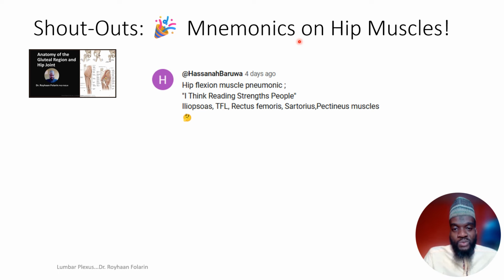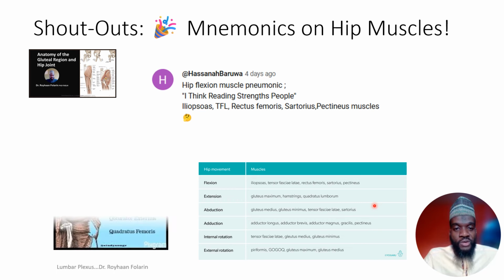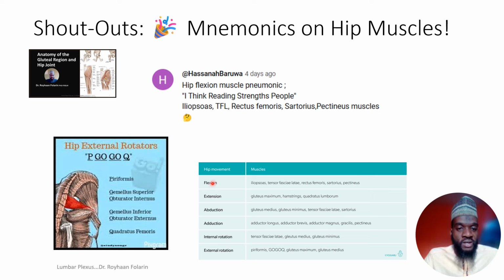As for this mnemonic that was provided by Hassana, it's a continuation of other muscles, other movements that have respective muscles. Like I told you the last time, you can drop your suggested mnemonic that helps to remember these muscles generally. I already provided during the core lecture "P go go Q" for the hip external rotators. So you have many of those. It's just about being creative and suggesting something interesting.